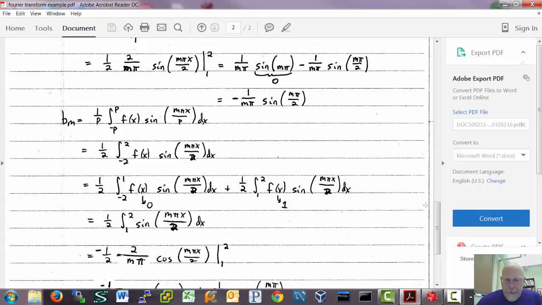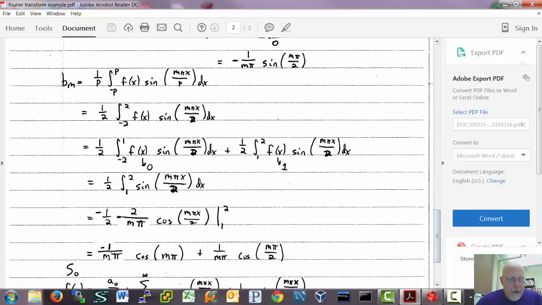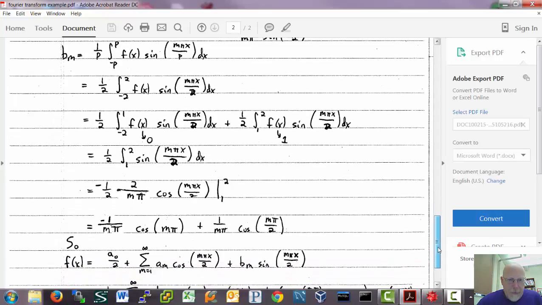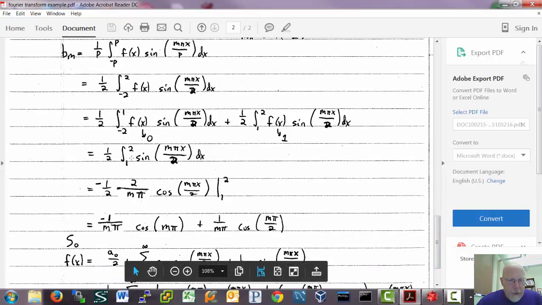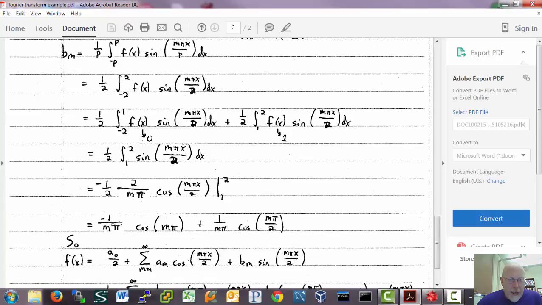Now we'll compute B sub m. Again, formula we derived in class, B sub m is 1 over p, integral from -p to p, of f of x times sine of m pi x over p. p is 2. And because of the way f is defined, we're going to split that into two pieces. In the first piece, f is 0. Second piece, f is 1. And on this piece, we're integrating where f is 1, we're integrating sine of m pi x over 2. So take the antiderivative, we get negative 2 over m pi times cosine of m pi x over 2.